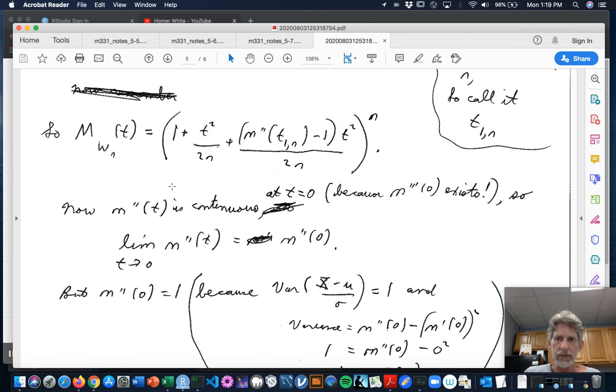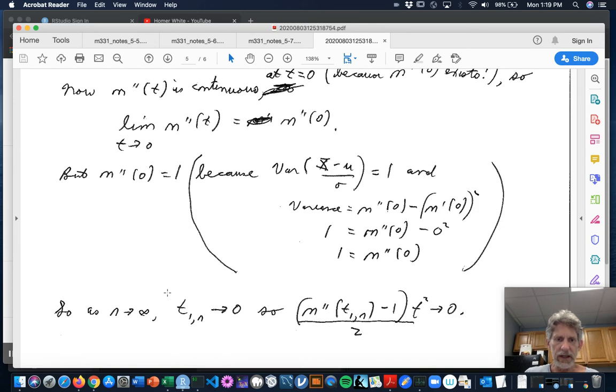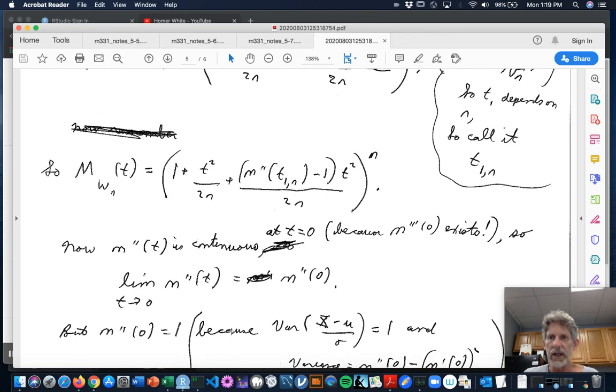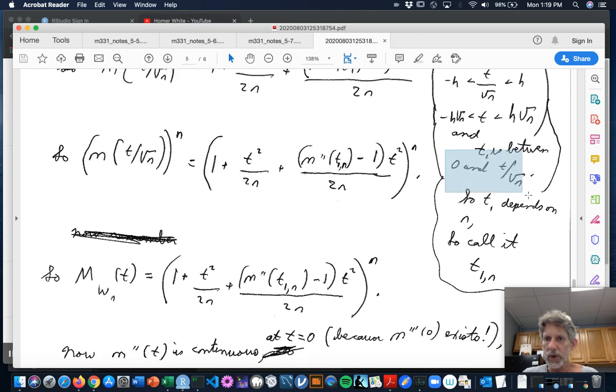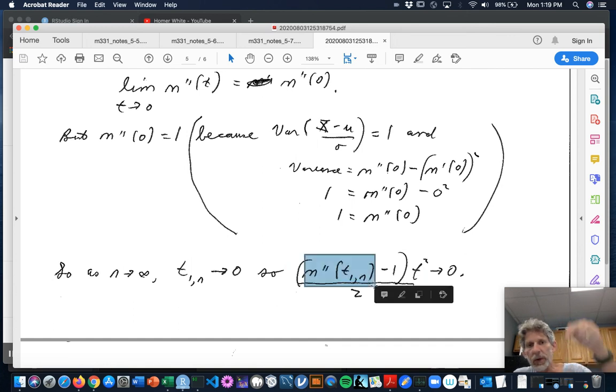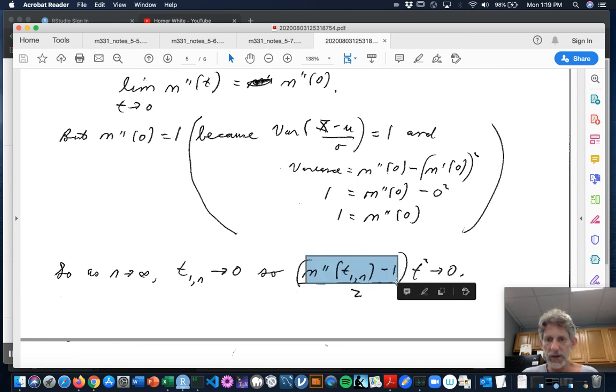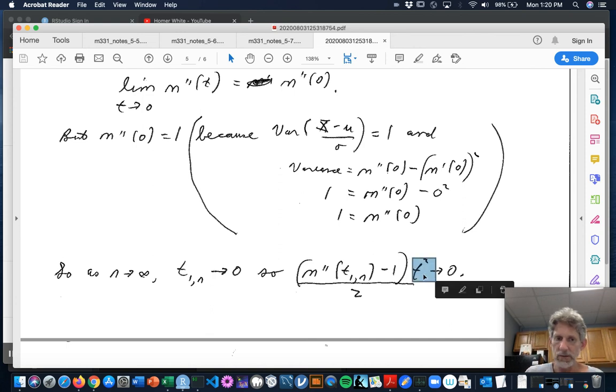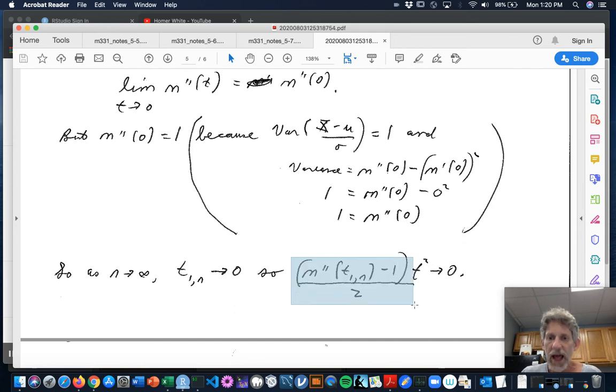So let's think about that t1n as n goes to infinity. The t1n is somewhere in between 0 and t over root n. So t1n is going to 0, right? Therefore, what would this expression have to be doing? Well, the m double prime of t1n would have to be going to m double prime of 0, which is 1. And so this product is going to 0. So even though the t squared isn't changing at the moment, the t1n is what's changing, that's all going to 0.